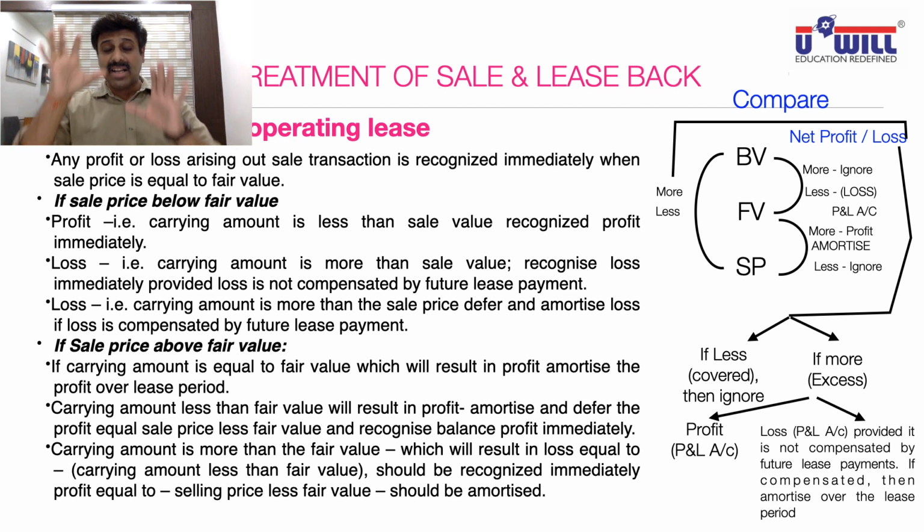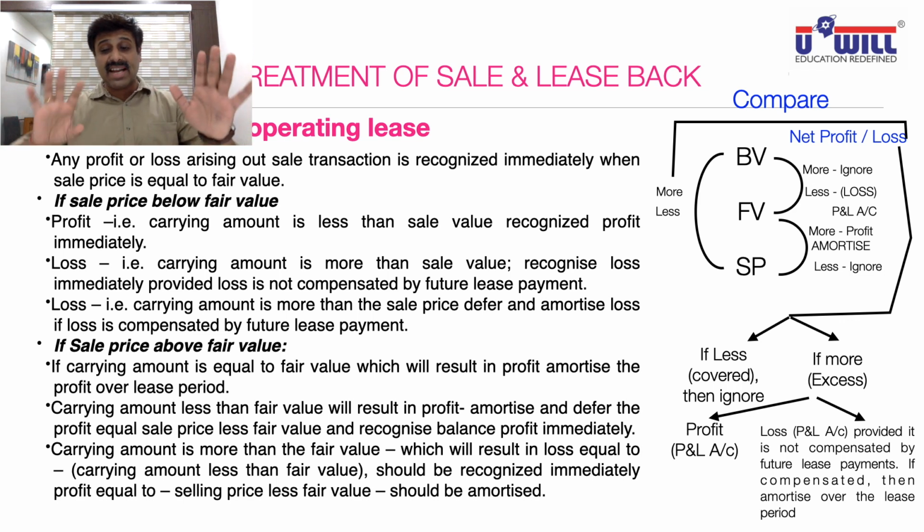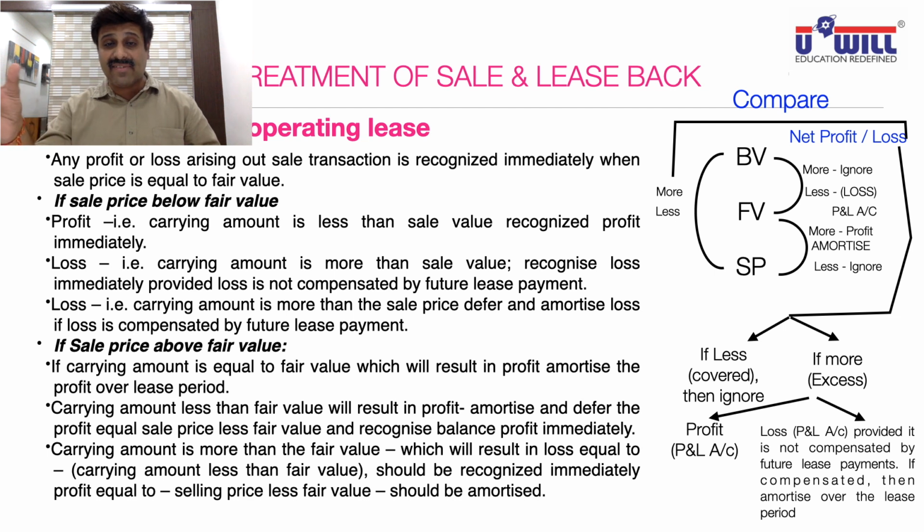So just remember, after comparing, if the left side amount is less, then ignore because the effects have been already given. But if left side amount is more, and in that if there is a profit, then you take it to P&L account immediately. And if there is a loss, then you write this statement that loss will be taken to P&L account immediately provided it is not compensated by future lease payments. If it is compensated by future lease payments, then it will be amortized over the lease period.